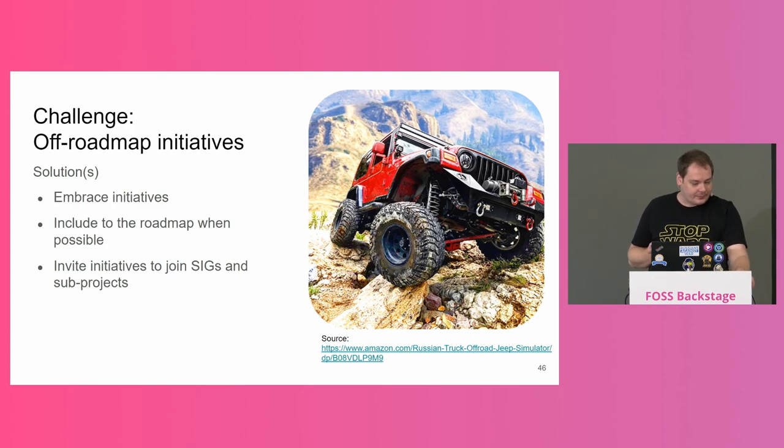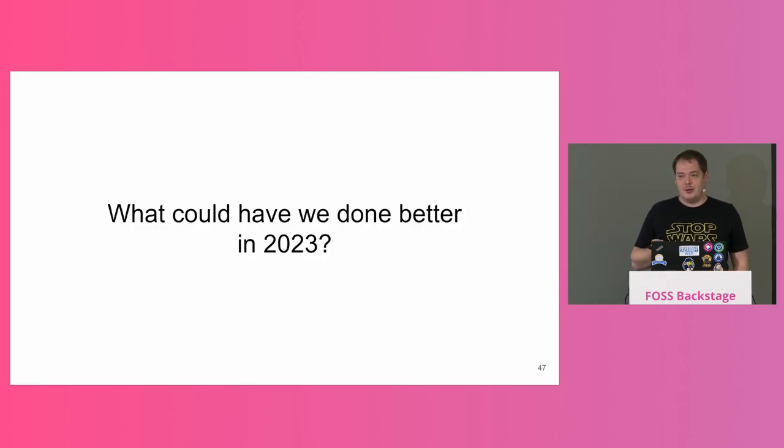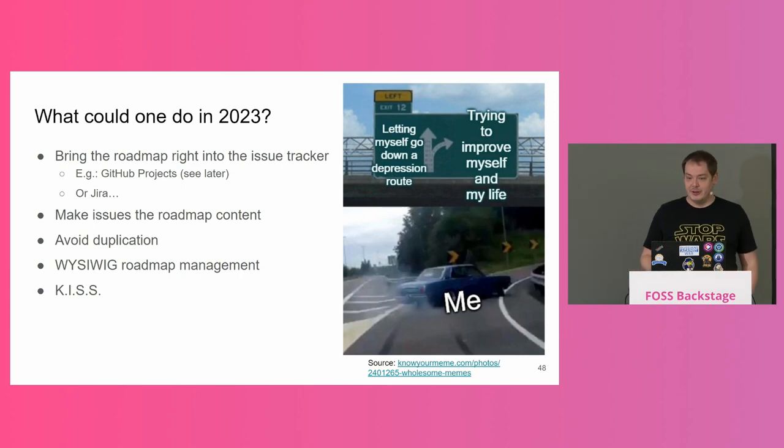So this is what we actually hit. And the roadmap, which you can still see on jenkins.io/roadmap, in my opinion, is not relevant. And I hold quite a lot of responsibility for that. But for you, what can you actually do better if you introduce a roadmap in 2023?